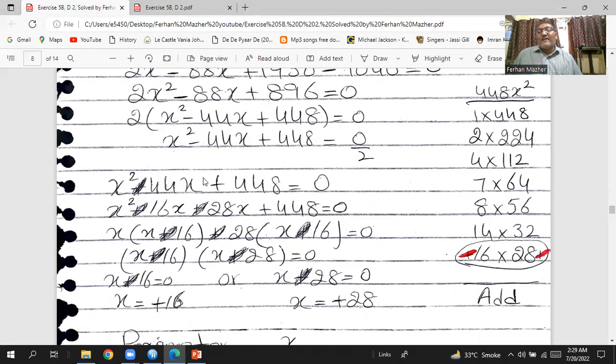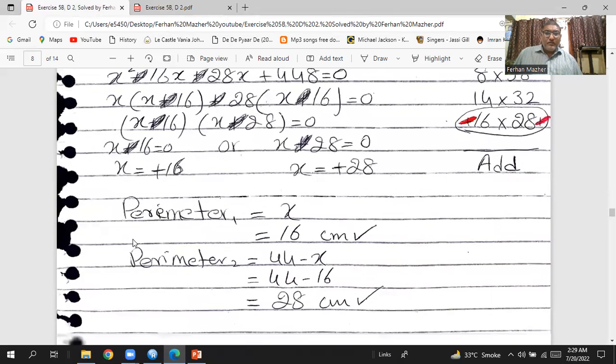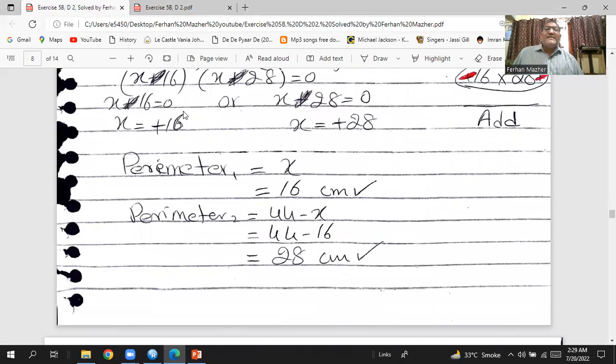Now you have two factors, two brackets which are multiplying with each other, and their product is 0. So it's either the first bracket is 0 or the second bracket is 0. So we'll make them equal to 0. So we will have x minus 16 equals 0, so x will be equal to 16. In the same way, we will have x minus 28 equal to 0, so x will be equal to 28.